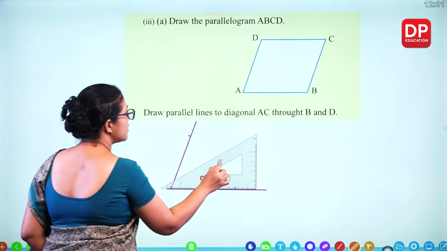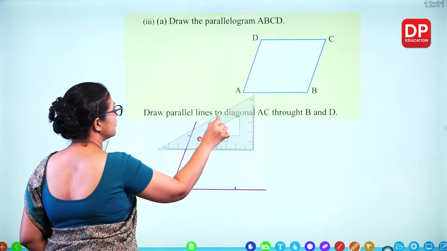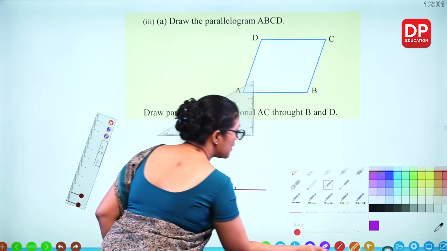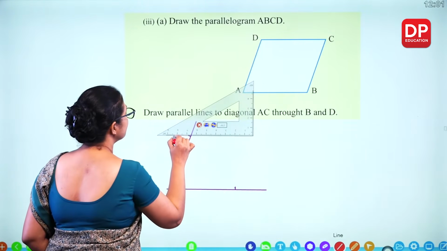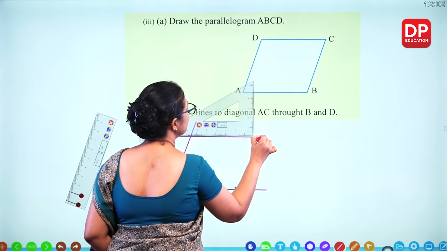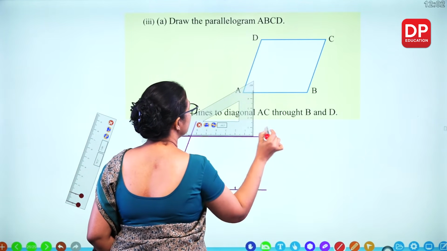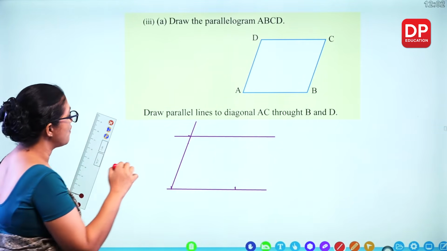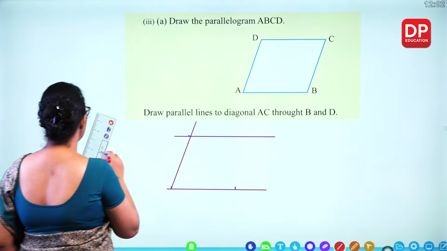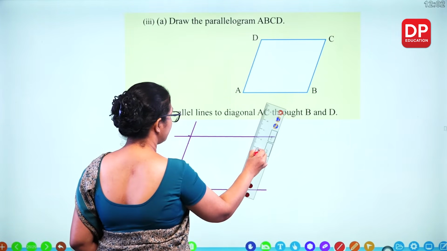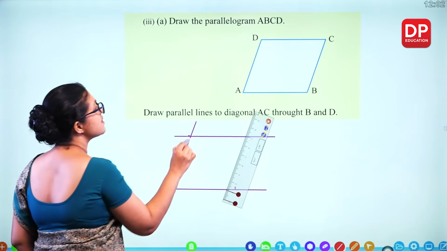This line, so lift this up and you can draw the other line that's parallel. Now you have the two parallel lines. Now you have to take the same distance here. So 5.8 before, or you can measure this length.